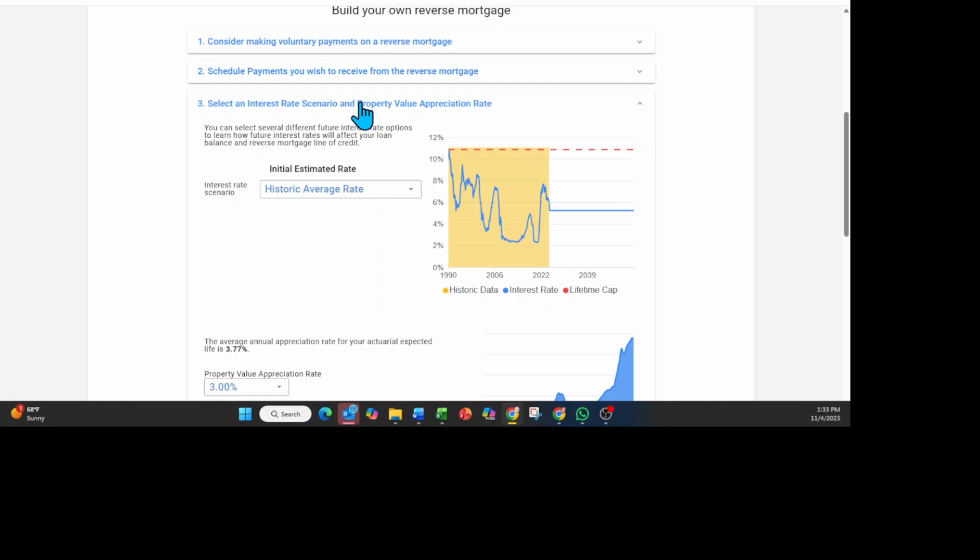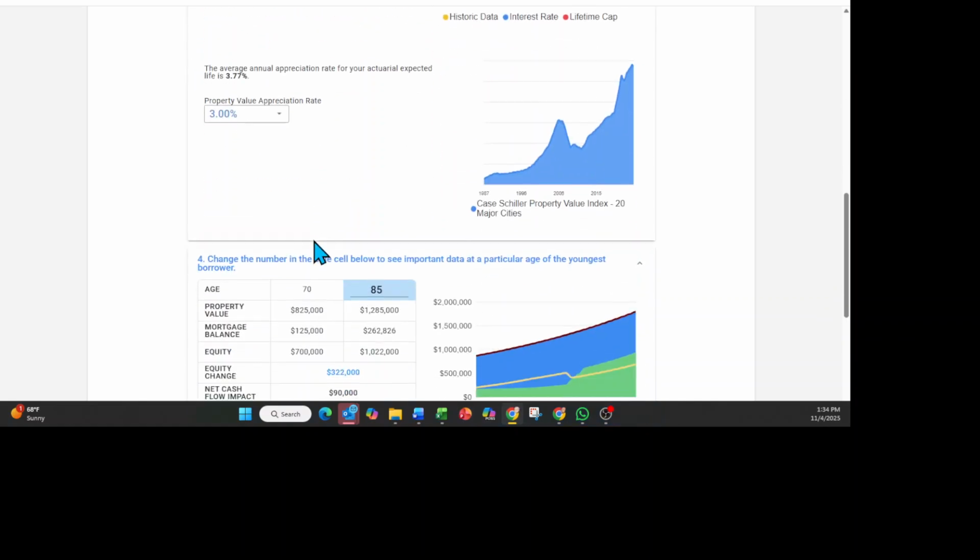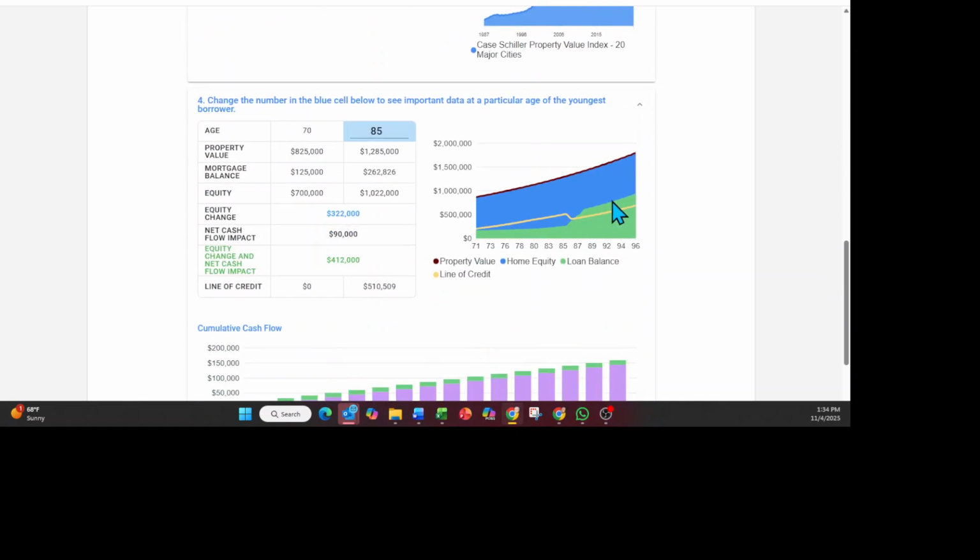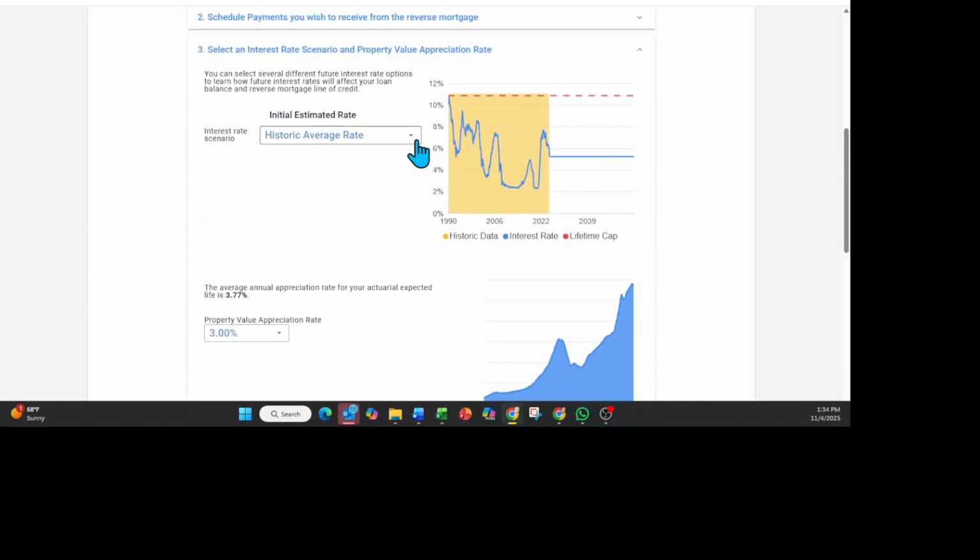And now interest rates and property value appreciation rate. We default to the historic average of what the interest rates for this product have been in the past. This is an adjustable rate loan, and this represents the actual 1-year Treasury rate plus the margin for the lender plus 0.5% for FHA, and where that's been over time. We take the average of those 35 years or so and plot that right here, just assuming it continues flat in the future. That's how these numbers are calculated for the growth rate in the line of credit and the loan balance. What happens if we change that?